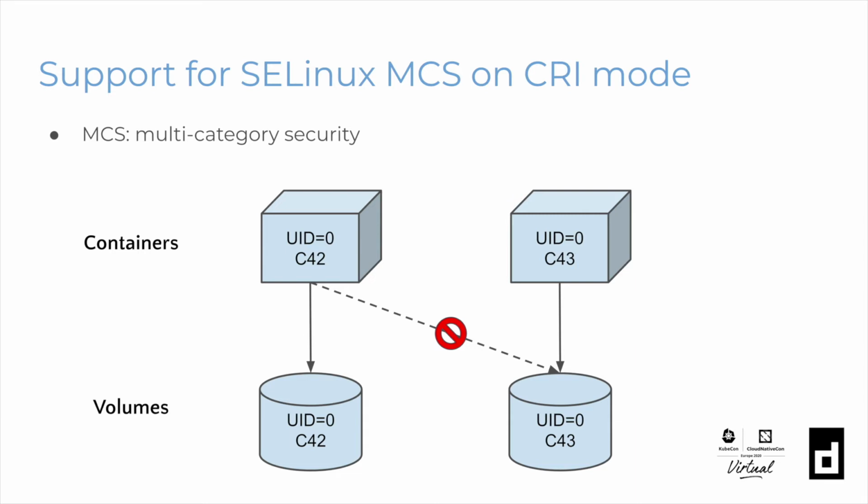And containerd 1.4 also comes with support for SELinux MCS, which means multi-category security. With MCS, you can assign category identifiers to container processes and data volumes. These category identifiers ensure separation across containers. So a container with category number 42 cannot access files that are associated with category number 43, because the category number is different.